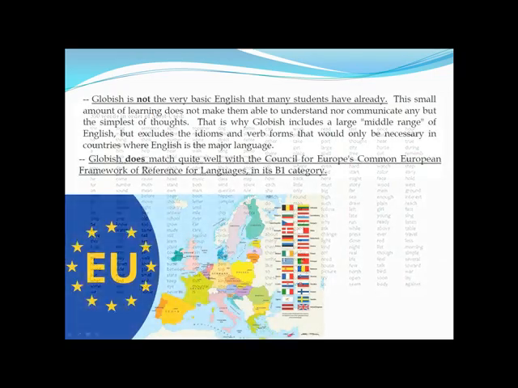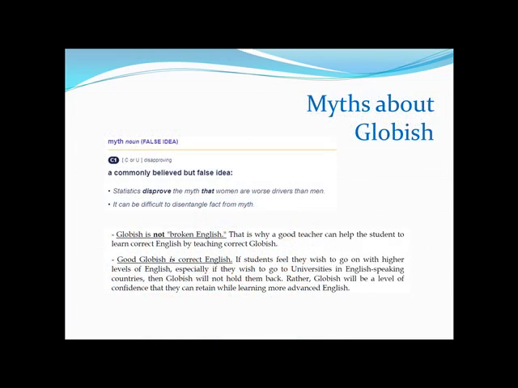The myths about Globish. According to the Cambridge Dictionary, one of the definitions for the word myth is a false idea. A commonly believed but false idea is called a myth. So what is the misconception about Globish? What are the myths about Globish? Globish is broken English. No, Globish is not. That's why we have to be good teachers and help students to learn correct English. Okay, Globish is not correct English? No, Globish is correct English, and we can actually speak good Globish.